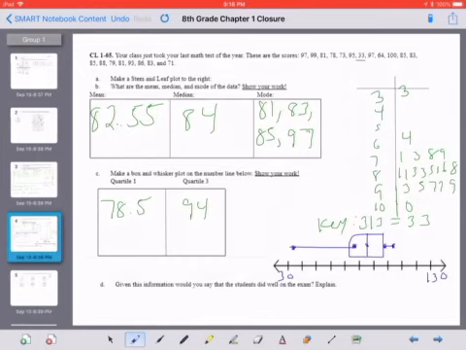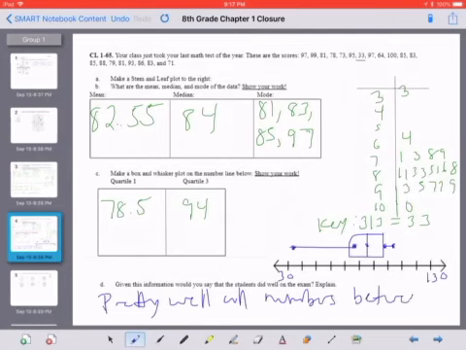and connect them. So it says, given this information, would you say the students did well in the exam? Explain. I would say they did pretty well. All the numbers, or most of the numbers, are between 70 and 90. Okay, so the big group of numbers are between 70 and 90.